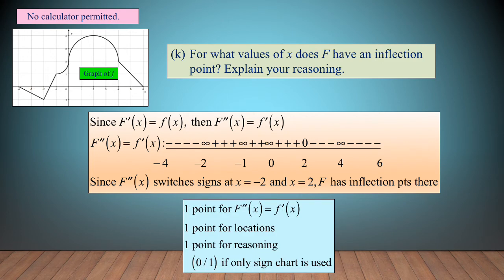For grading, there is 1 point for stating that capital F double prime of x is equal to f prime of x. 1 point for the two locations, x is equal to -2 and x is equal to 0, and 1 point for the actual reasoning. Note that you do not get the reasoning point if only the sign chart is used. There must be an explanation that f double prime is switching signs.